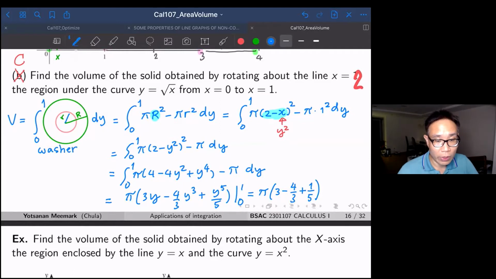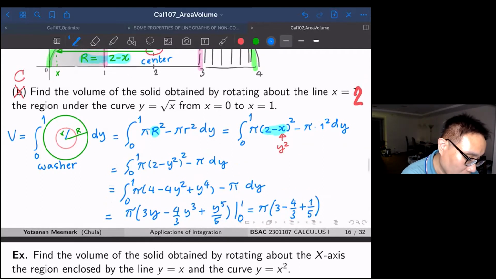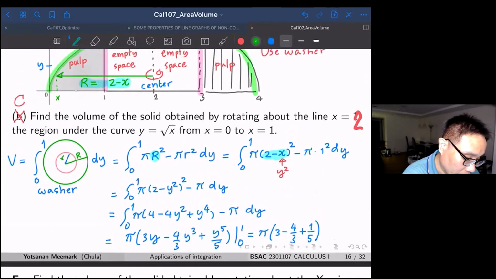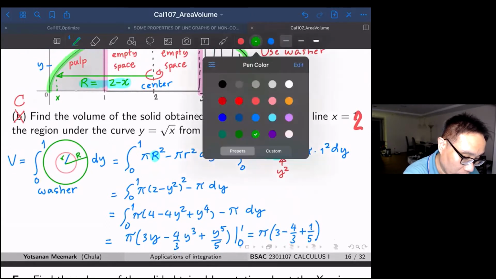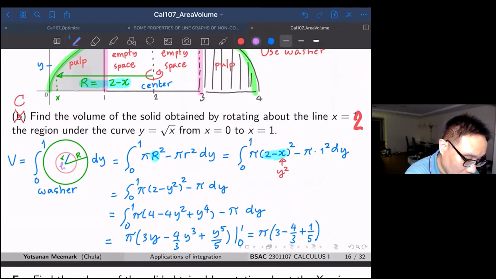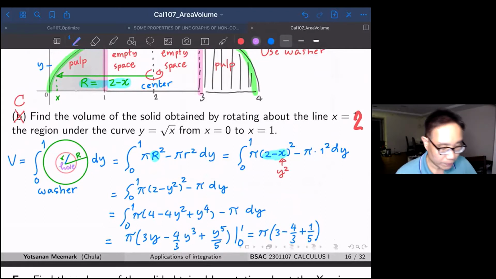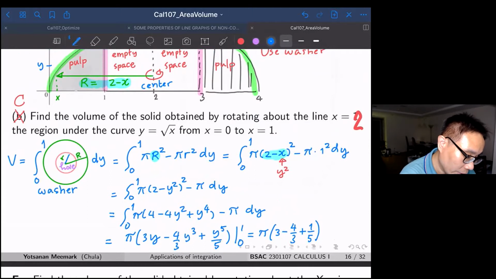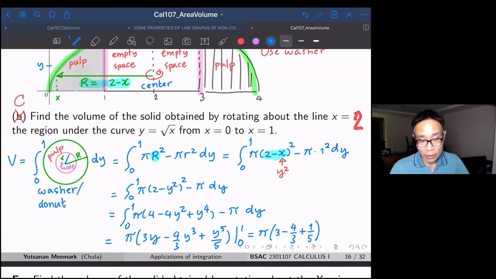It's going to be the washer, where you have a hole in the middle. So in this case you have your hole in the middle. It looks like a washer, or sometimes some students call this thing a donut. It is the same thing, so donut or washer.